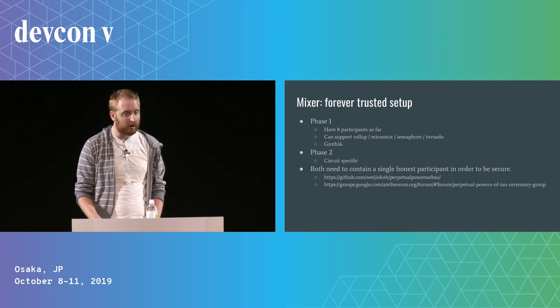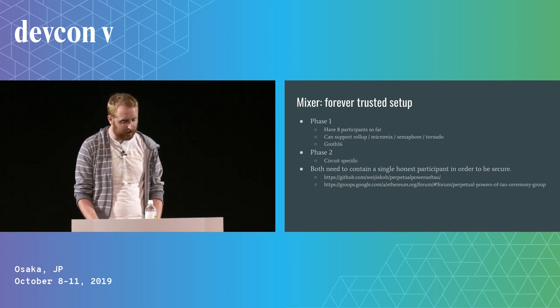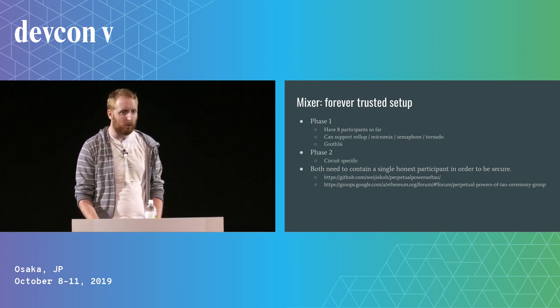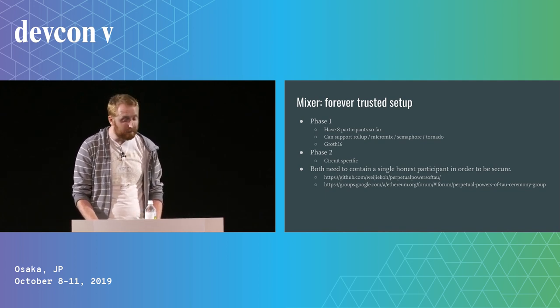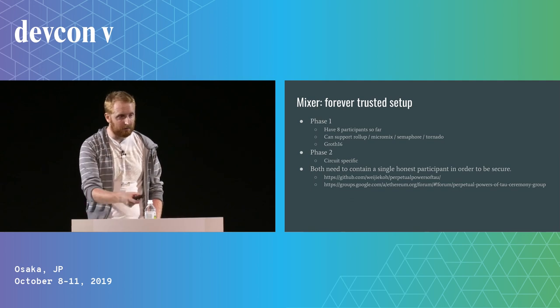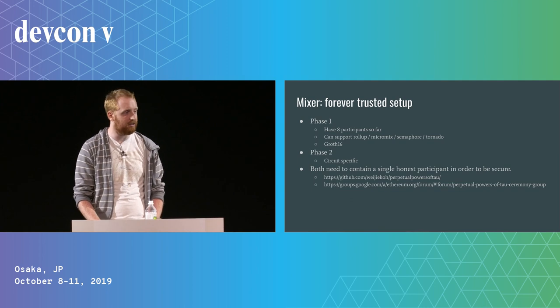We're currently running phase 1, and we can run phase 2, which is circuit specific, later. But it's important to remember that both need to contain a single honest participant in order for the resultant circuits to be secure. So here are some links about how you can join the trusted setup. You can join this email group and share your desire to participate.